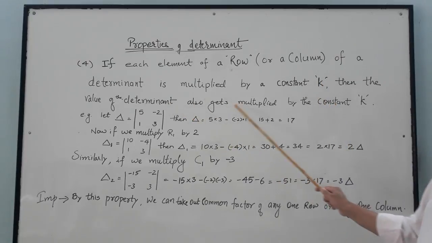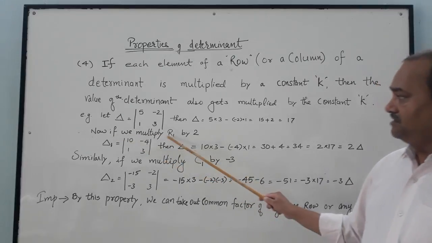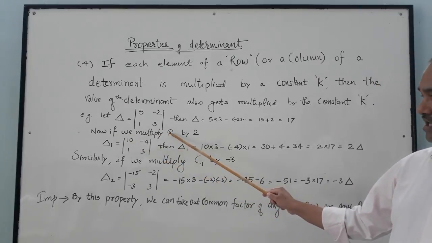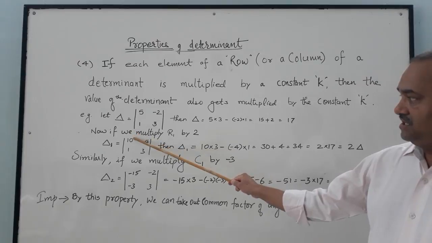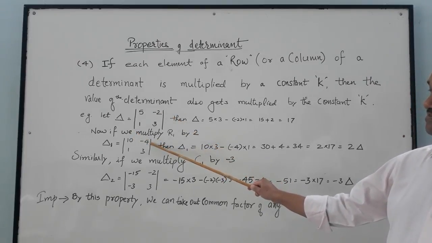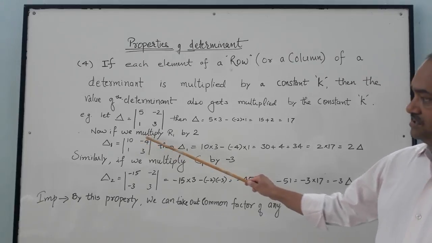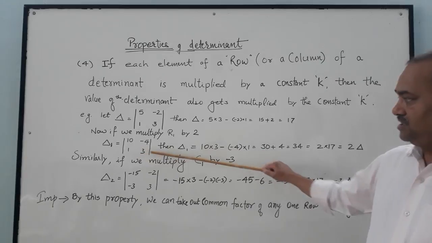Now to verify whether on multiplying a constant to any row or to any column, the value of the determinant gets multiplied by that constant or not, I am multiplying R1, any one row, R1 is taken first row, by 2. 5 into 2 is 10 and minus 2 into 2 becomes minus 4. So first row is multiplied by 2. Second row remains same, 1, 3.